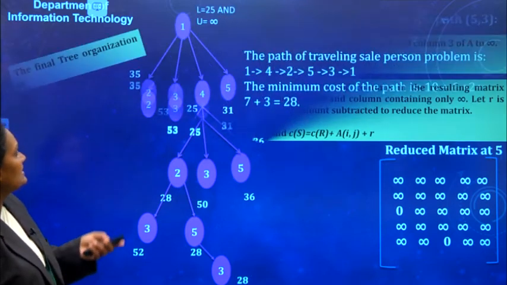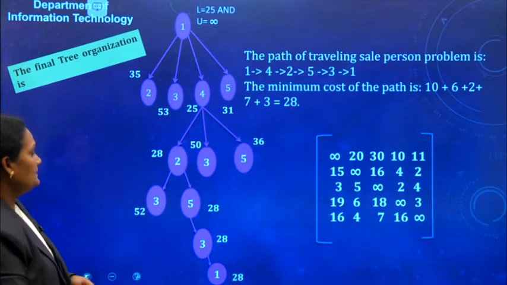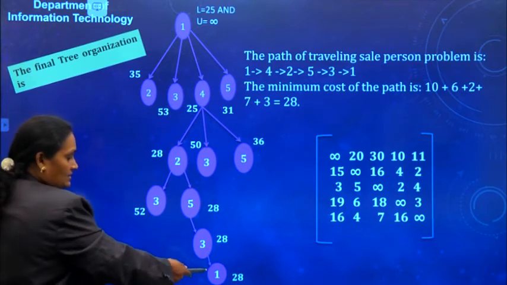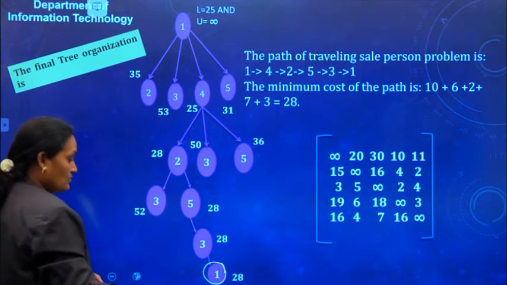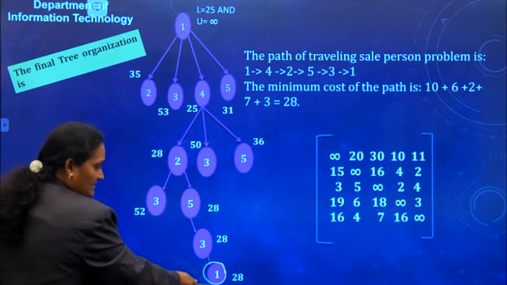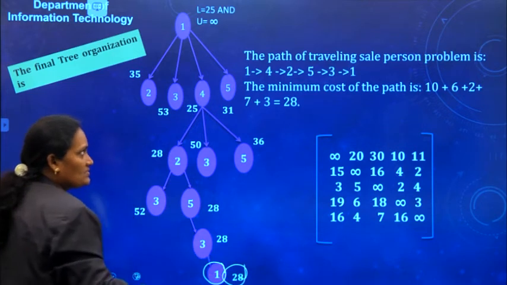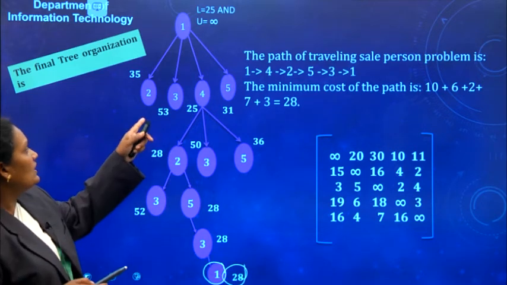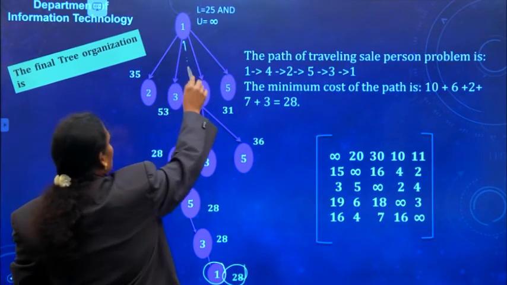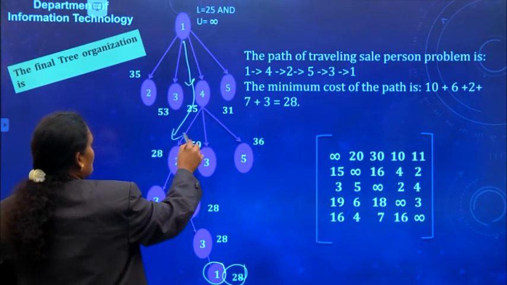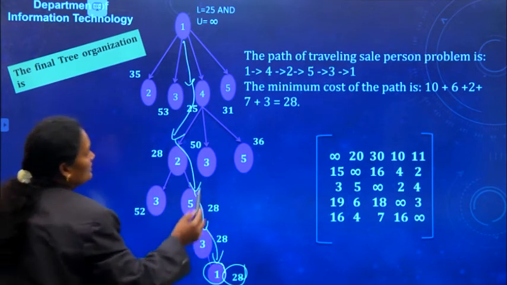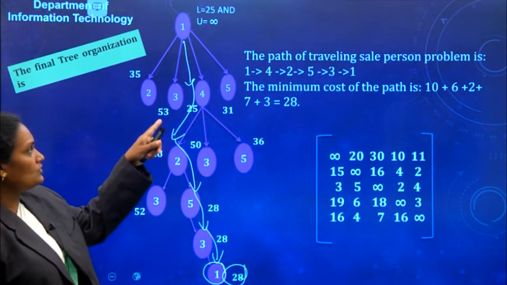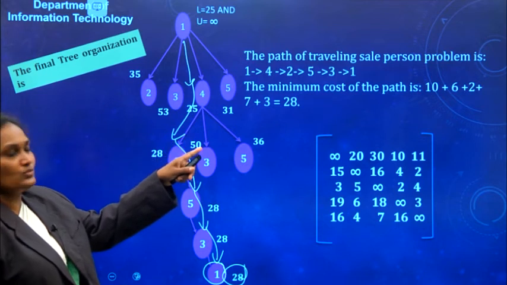So, we find the path. Finally, he has to reach his own native place, so we are representing 3 to 1. Its cost also becomes 28. Let us see the path. 1 to 4, 4 to 2, 2 to 5, 5 to 3 and 3 to 1.